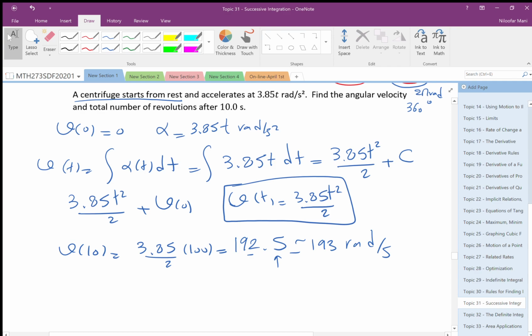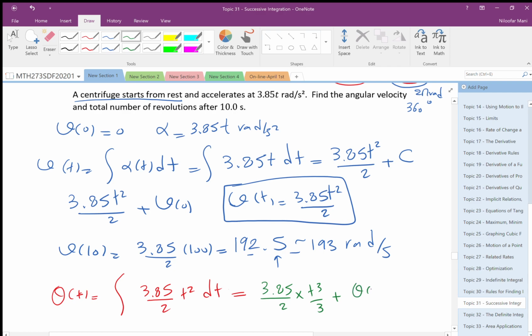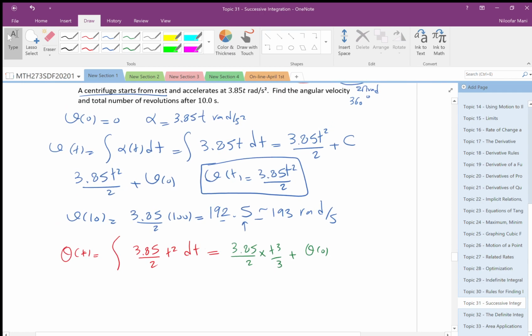Okay, so first I have to go to theta. So theta t is the integral of 3.85 divided by 2 t squared dt, because it's the integral of v. Okay, so now the answer is 3.85 divided by 2 times t cubed divided by 3 plus theta 0. I don't know theta 0, but I don't need it. I can show you why I don't need it. Okay, so this is the answer here. So it is 3.85 divided by 6 t cubed plus theta 0.